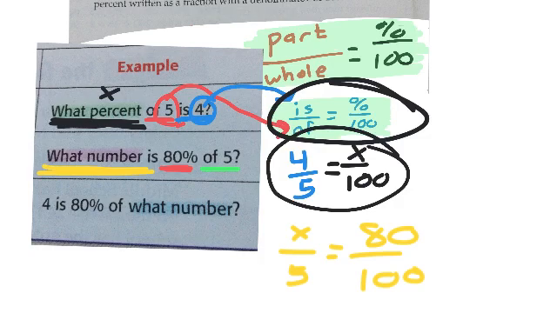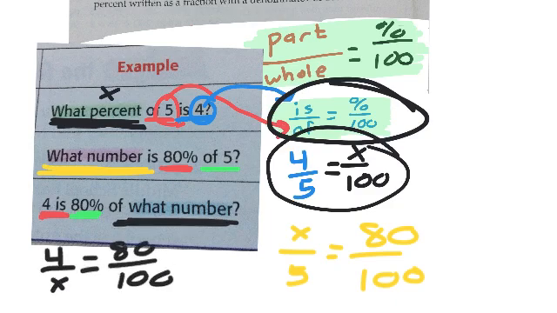And then the last one here, 4 is 80% of what number? So this time I know 4 is my is value. 4 is, and I know 80 is the percent because it's connected to the percent sign. So that means what I'm looking for is my of. I don't know what of is. Plugging those in, is, which is 4, over of, what I'm looking for, equals the percent, which is 80 over 100. So hopefully that's a good introduction to you of how we're going to be solving these problems going forward.